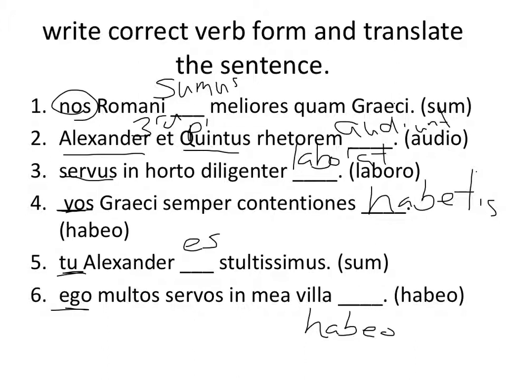Okay, so again, this is all about subject-verb agreement. If you have a pronoun, you need to remember which pronoun goes with which person. So ego being first person singular, tu being second person singular, vos being second person plural, nos being first person plural. Now, for things like Alexander and Quintus, and then servus, if a noun is the subject, you're dealing with third person.